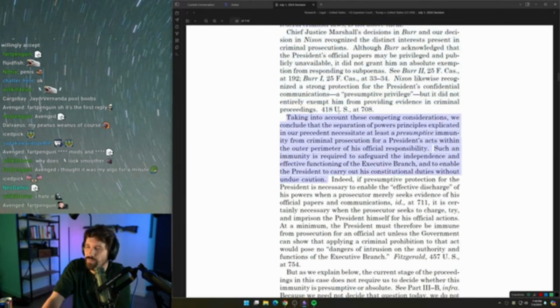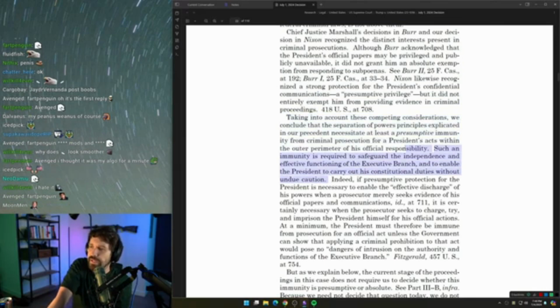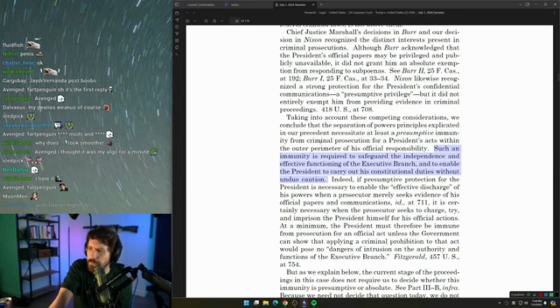He doesn't even... so there's no public interest at all? Why do we feel like the president needs to feel safe from crimes to carry out his function of the executive branch?